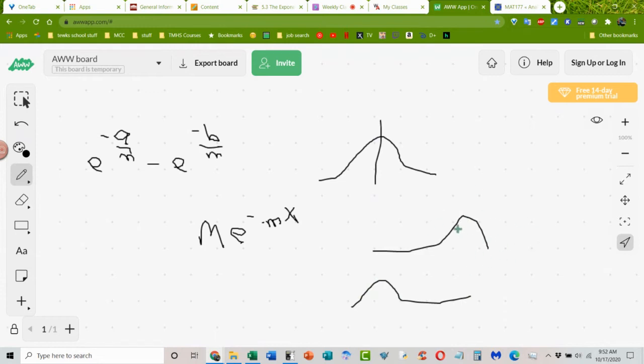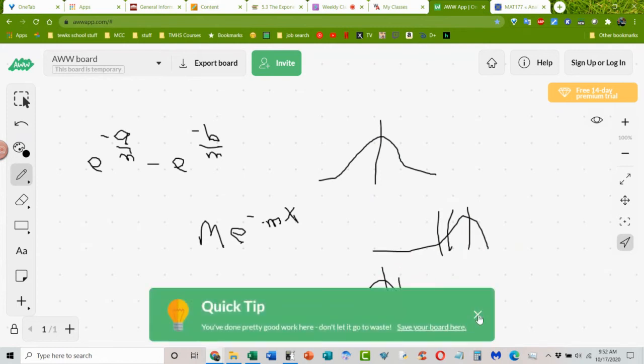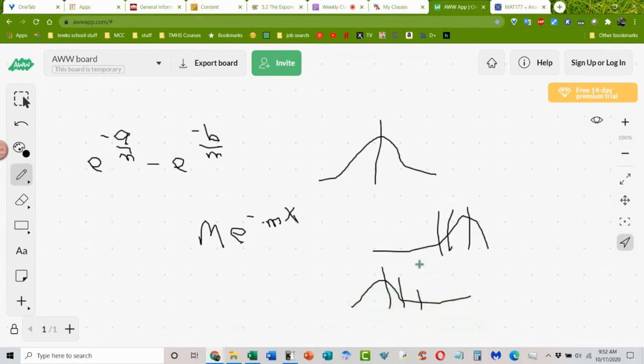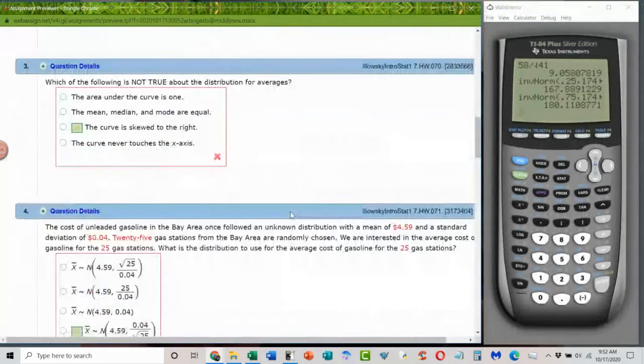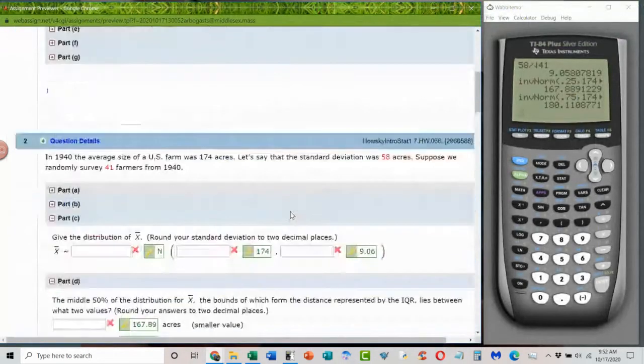So this can't occur, because here's the mean, here's the median, here's the mode; here's the mode, here's the median, here's the mean. Those things can't be true when you have a skewed graph. Mean, median, mode are always the same when it's symmetrical. I'll just fly through these.